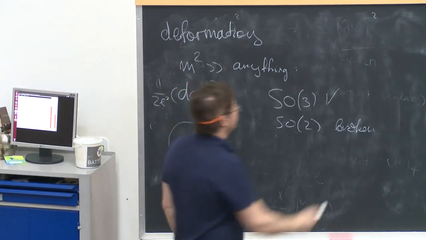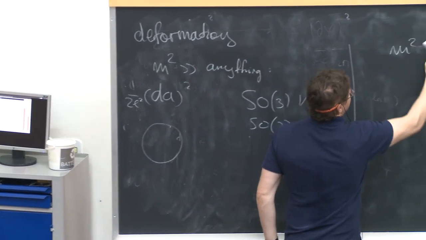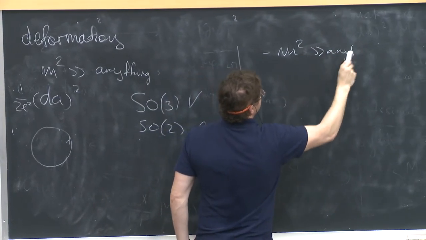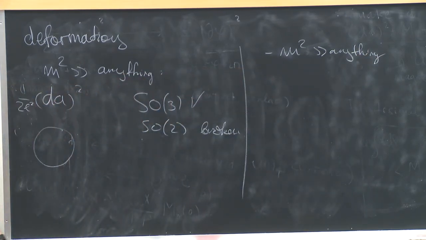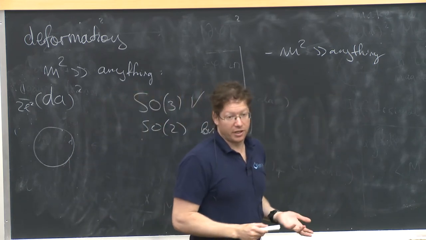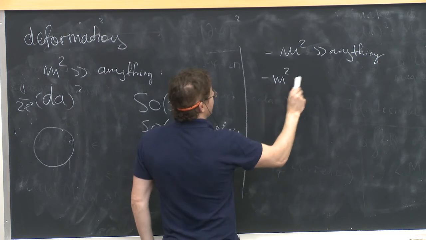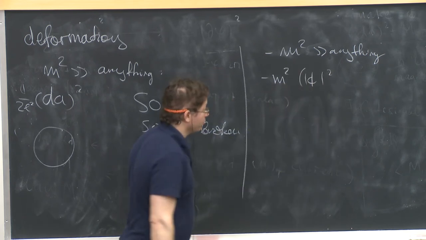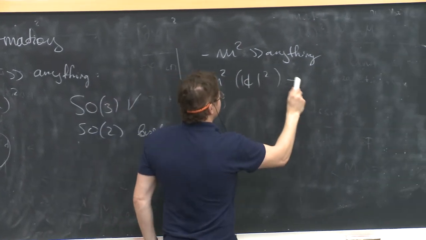Let's do the other phase. This is much more interesting. Let's say that m squared is huge and negative, so minus m squared is bigger than anything. I'll do the analysis here for you. It's a little bit more complicated. The scalar particles want to condense, right? So we have a potential that looks like minus m squared phi squared, which is just a shorthand notation for the sum over phi 1 squared plus phi 2 squared. So we have this kind of potential.